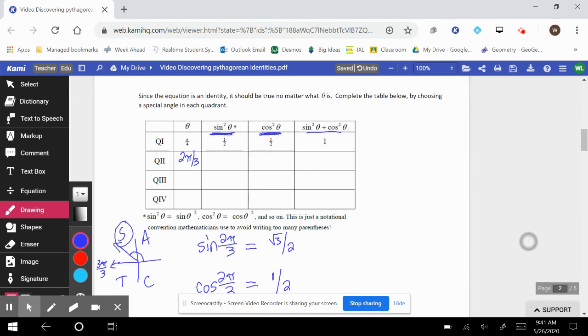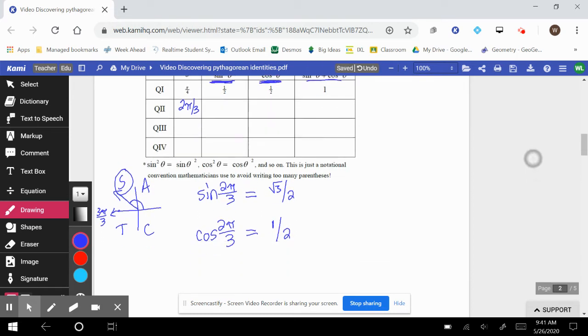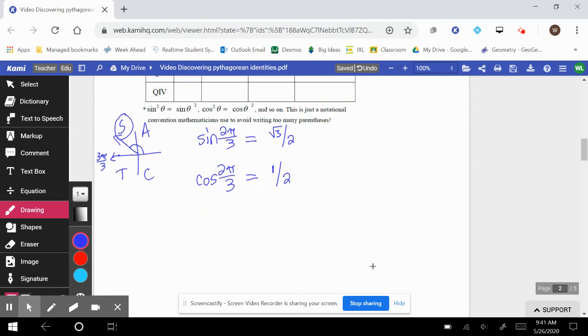But remember, these two columns didn't ask for sine and cosine, they asked for sine squared and cosine squared. So I'm going to square these now. Excuse me, this is a negative 1/2. So I have radical 3 over 2 times radical 3 over 2. Square root of 3 times square root of 3 is square root of 9, which just equals the whole number 3. On bottom, 2 times 2 is 4.